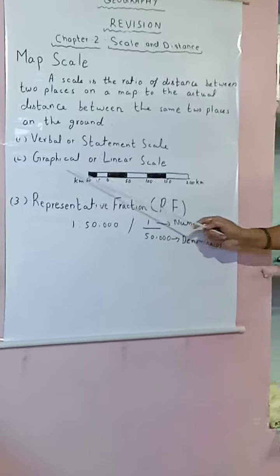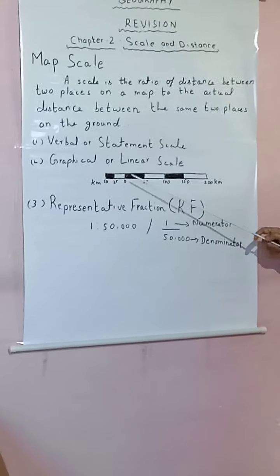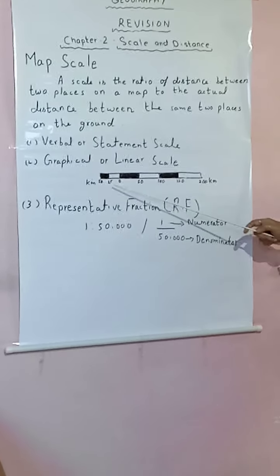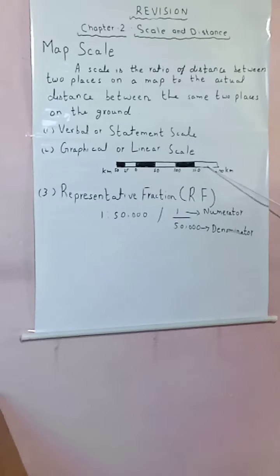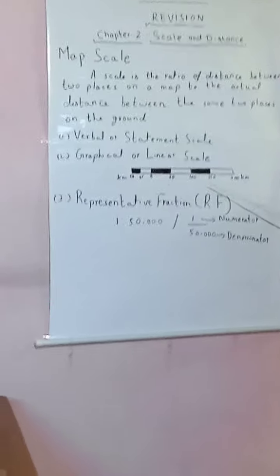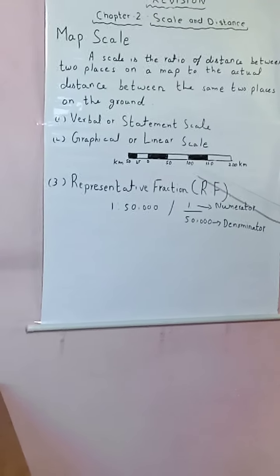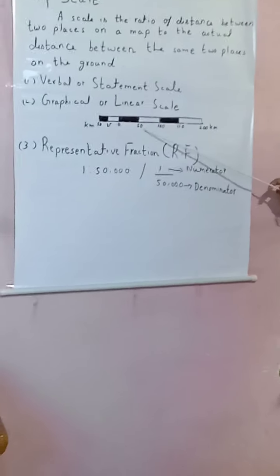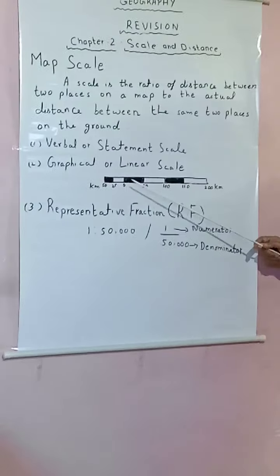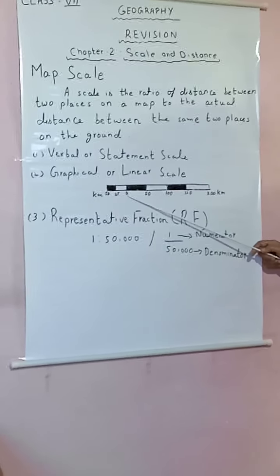Second is graphical or linear scale. This consists of a straight line. You can see this is a straight line which is divided into lengths that represent given distances on the earth's surface. It is usually drawn near the lower portion of the map. You can see a map is always given a scale in the lower portion.